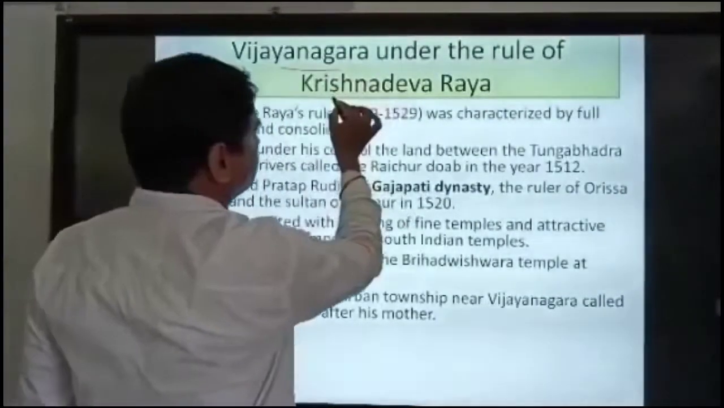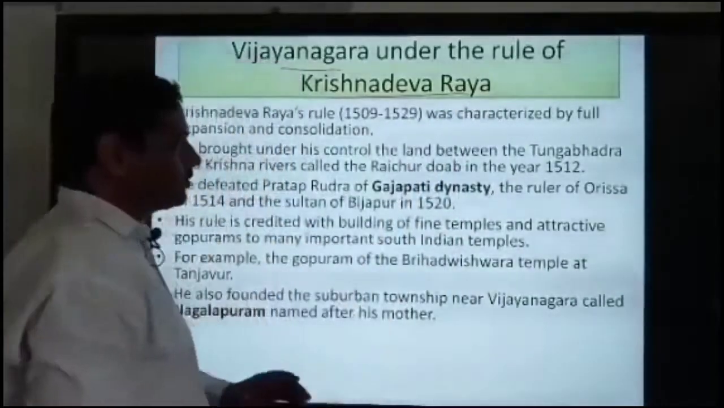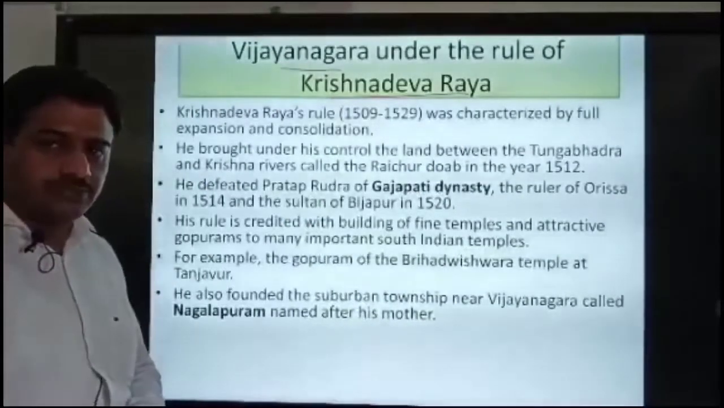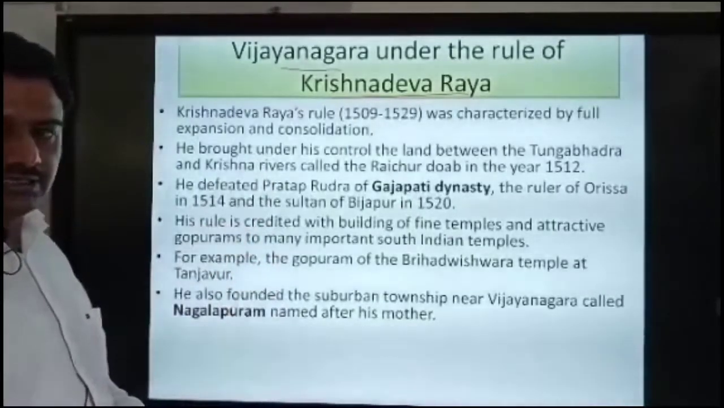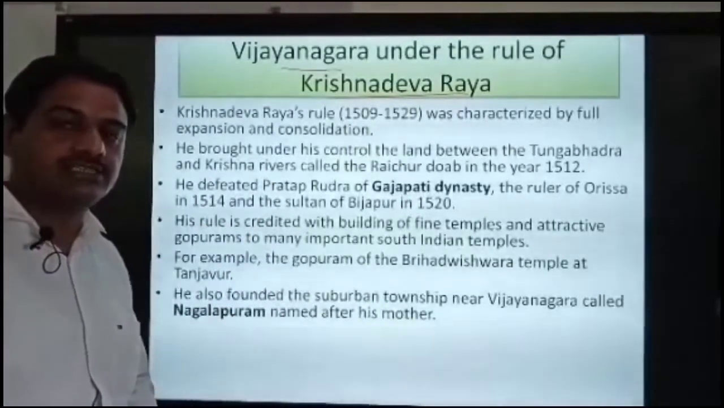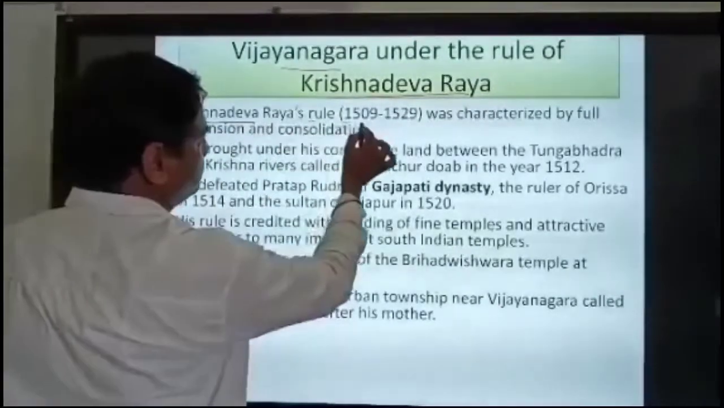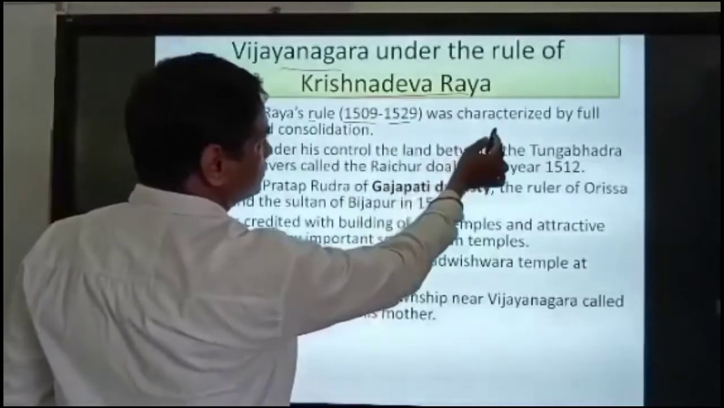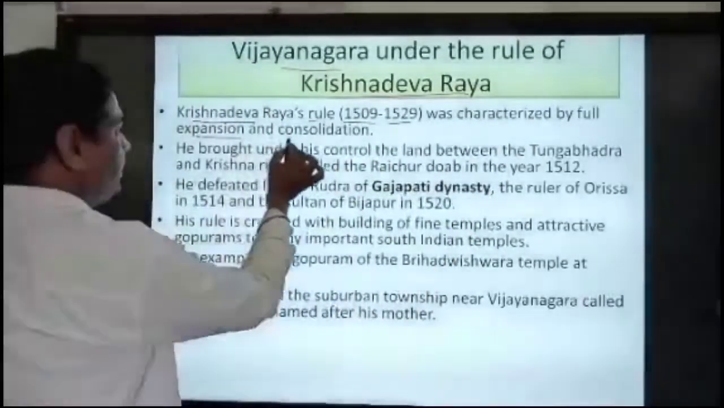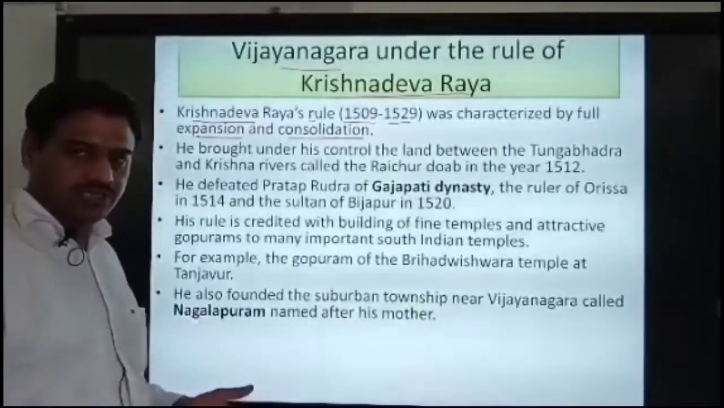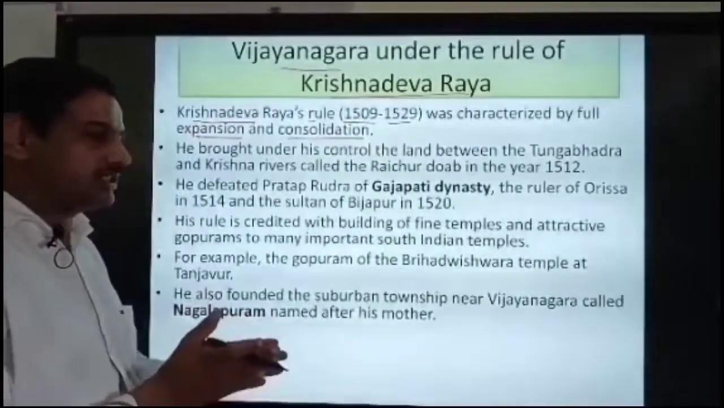Vijayanagara under the rule of Krishna Devaraya. I told you that the most powerful or the most famous ruler of the Vijayanagara kingdom was Krishna Devaraya. So we will read about the rule of Krishna Devaraya and his administration. Krishna Devaraya's rule, that was 1509 to 1529, was characterized by expansion and consolidation. It means he expanded his empire to new areas and he tried to consolidate his empire.